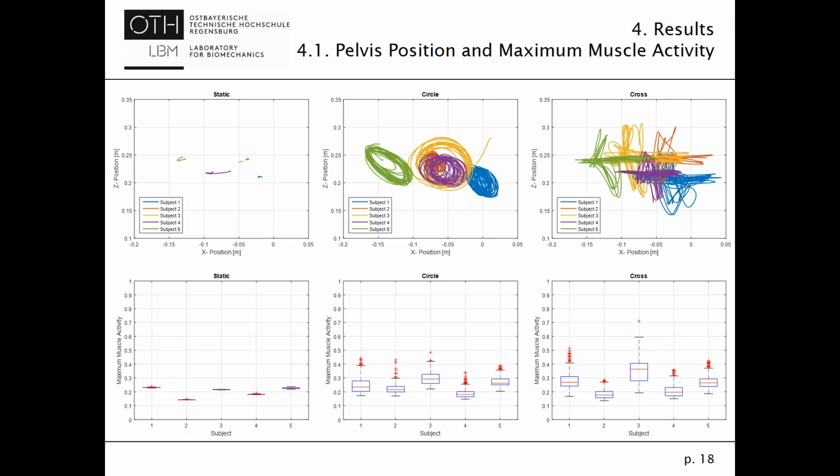In the box plot, the maximum muscle activation for each subject is shown. And one can see that we have almost constant maximum muscle activation in the static trial, as almost no motion occurs. And the maximum muscle activation is highest in the case of the cross trial, where also the span between the upper and the lower whisker is higher.